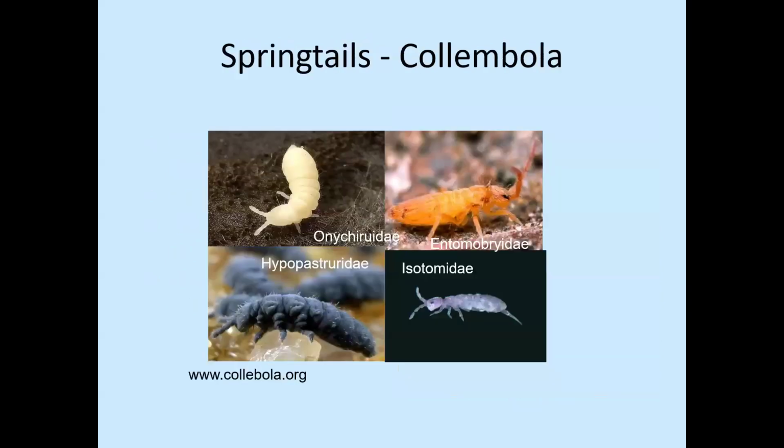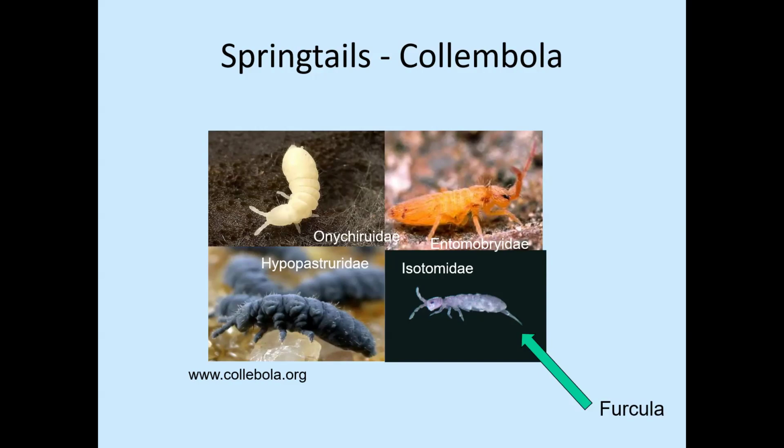Another thing you will definitely see are springtails. And these are some different families of springtails. The reason they're called springtails is because they have this thing called a furcula, which is a little kind of lever that's usually curled up underneath their bodies. And when they get afraid, they release it and they fly through the air.